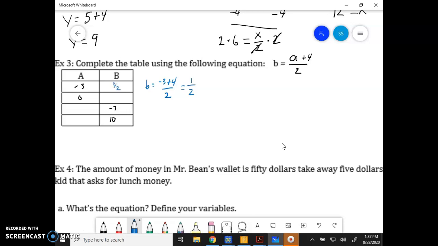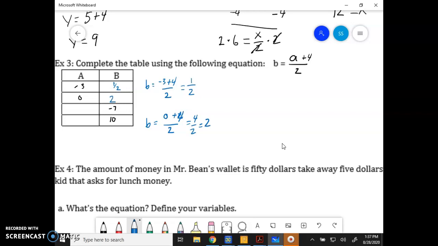All right, moving on. Let's see what b is equal to when a is equal to 0. So I substitute 0 in for that a. 0 plus 4 over 2. 0 plus 4 is 4. 4 over 2 is 2.